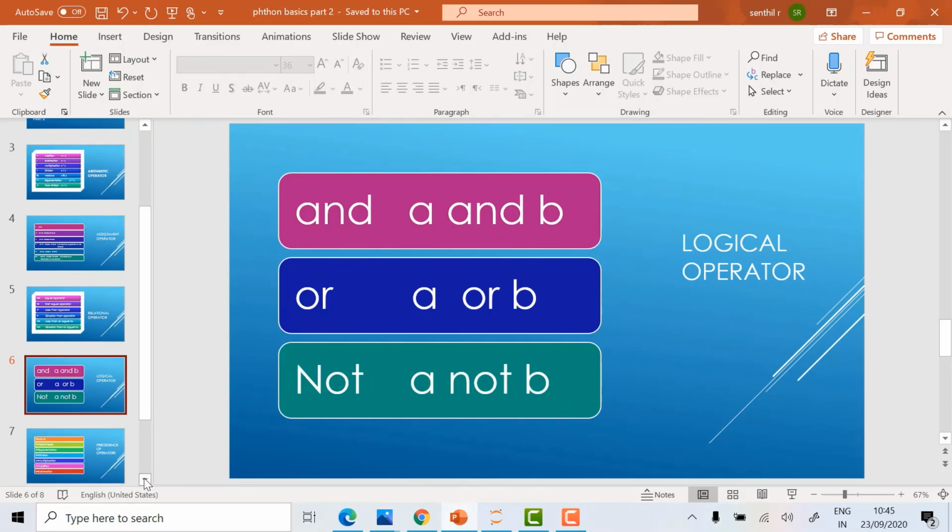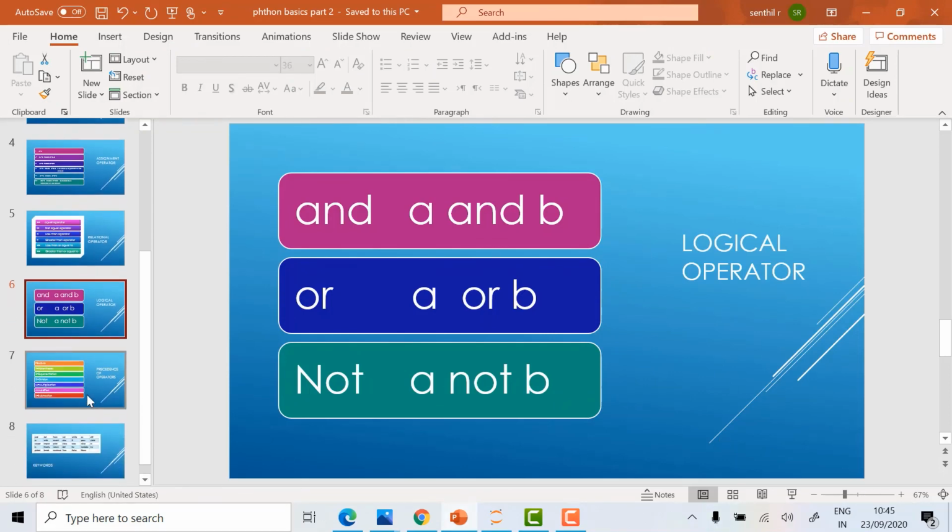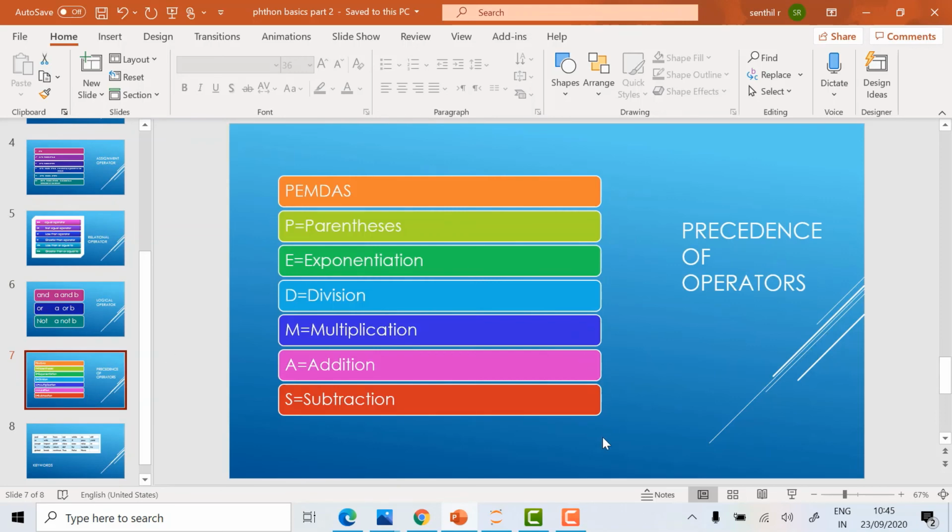Next is the precedence of operators. If division, multiplication, addition, and subtraction all come in the same line, which should be given preference? You can remember PEMDAS: parentheses first, exponentiation, then division, multiplication, addition, subtraction. This is the order in which you solve the operators if they all come in the same line.